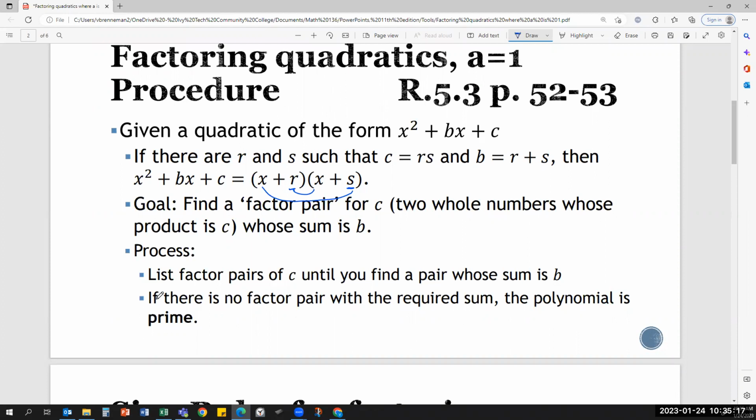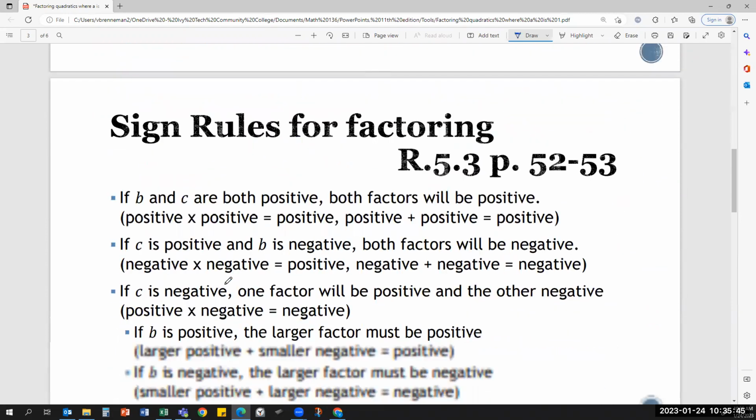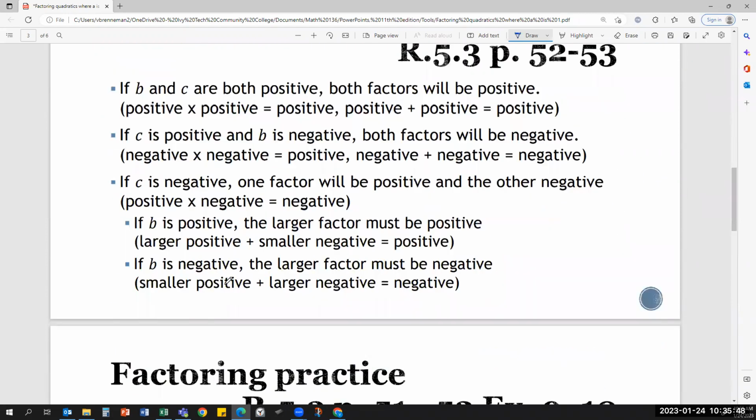So you can look at c and just list factor pairs, things that you can multiply together to get that, until you find a pair whose sum is b. We'll talk a little bit about how sometimes it's really a difference rather than a sum, or at least you might want to think of it that way, depending on whether things are positive or negative. But if there is no factor pair with the required sum, we would call that polynomial prime. It can't be factored.